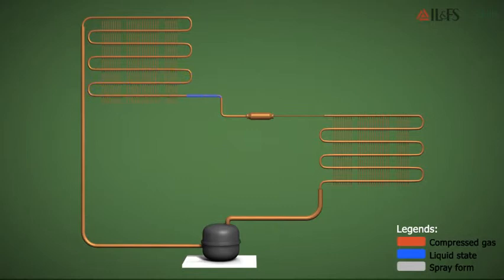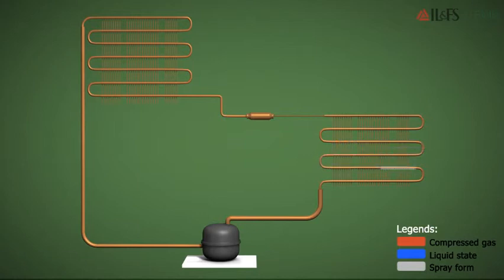The refrigerant, which is now in a liquid form, moves to the capillary tube through the strainer. In the capillary tube, the refrigerant releases its pressure, and from here, the low pressure refrigerant moves to the evaporator through the capillary tube. In the evaporator, the refrigerant absorbs heat and gives cooling by evaporation.